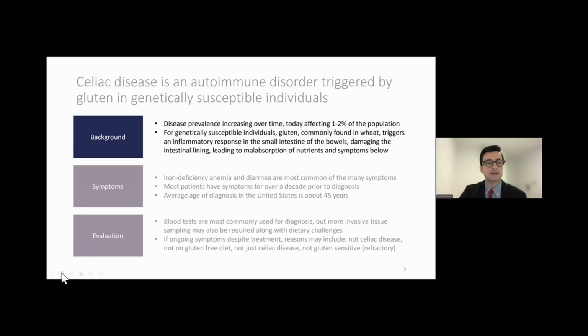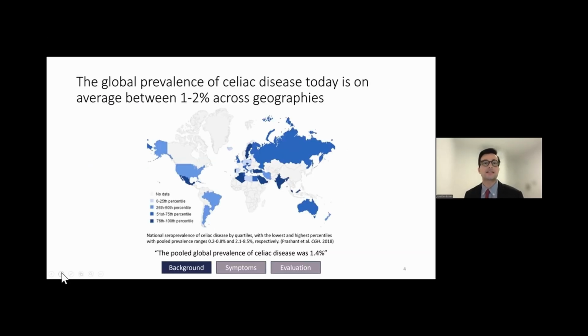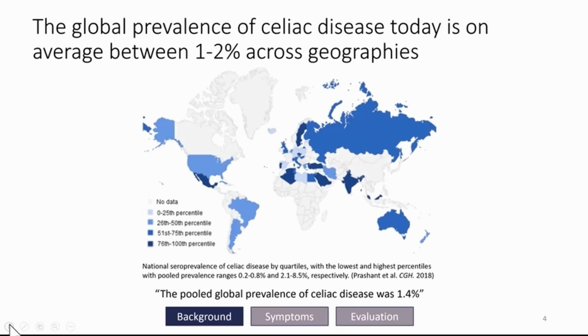So to dive right into the background, we'll talk a little bit more about the prevalence first. Here we have some more information highlighting how the global prevalence of celiac disease is between 1 to 2% across geographies. This figure highlights several countries where we've studied the prevalence of celiac disease. The colors are different shades of blue that highlight the variation of prevalence across these countries. The lighter blue have a lower prevalence of celiac disease, whereas the darker blue have a higher prevalence. The lower prevalences are around 0.2 to 0.8% in the lightest blue countries, and in some of the darkest blue ones, it ranges anywhere from 2.1 to 8.5%.